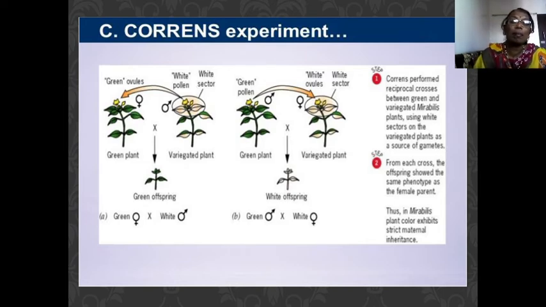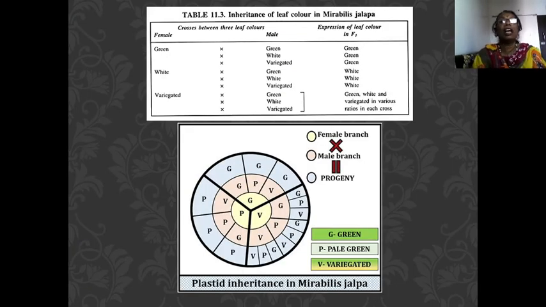It is a case of cytoplasmic inheritance. It is not a case of Mendelian type of inheritance. And therefore, this scientist does the crosses between green, white, and variegated plants. When the female is green, the progeny produced are green. When he selected a white female with male green, white, or variegated, in all he observed white progeny. When he crossed variegated females with the same three types, then green, white, and variegated progeny are produced in various ratios in each cross.